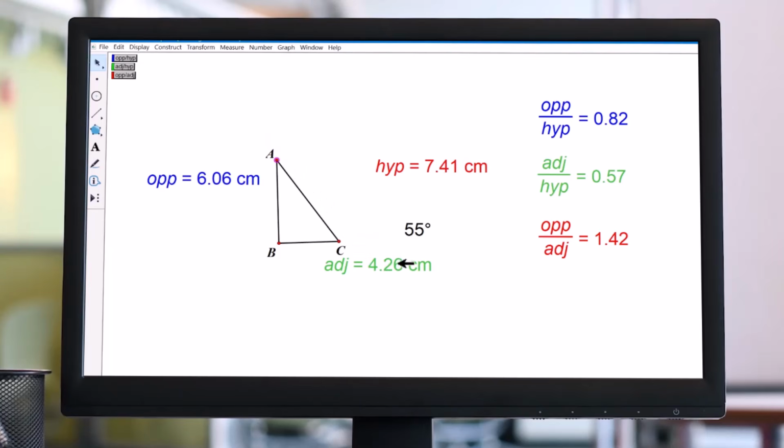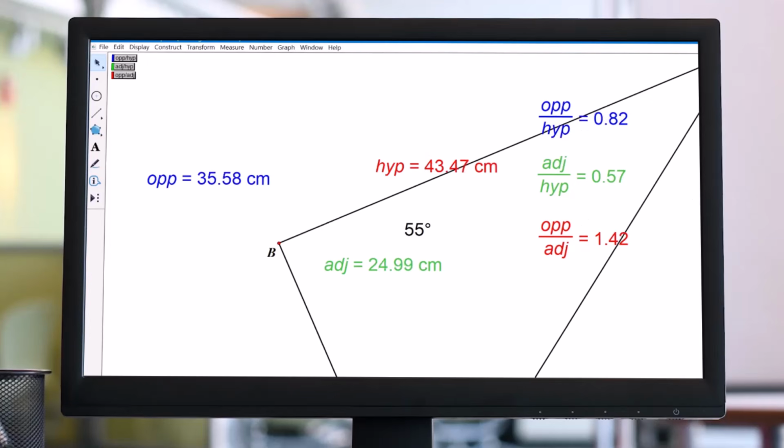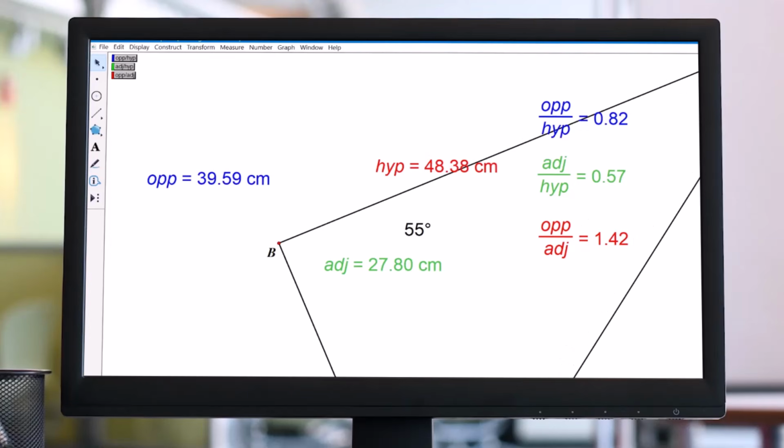The triangle is smaller, that's still an acute angle. It's 55. Even though it's typed over here, you guys, I'm sure you're with me on this. The ratios do not change. Even if I make this thing really big and go off the screen, the ratios do not change.